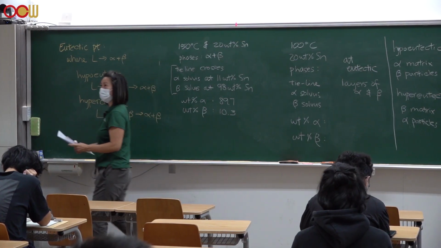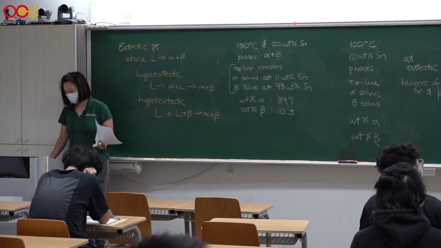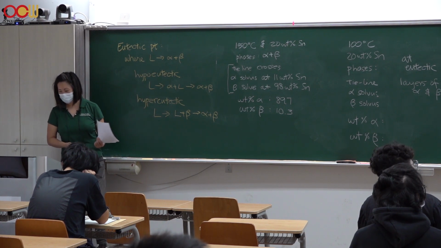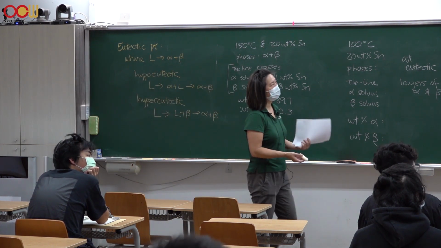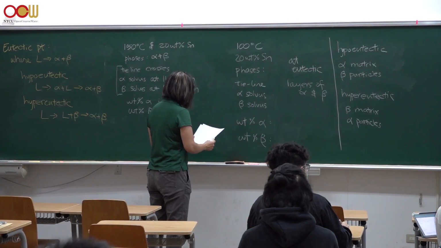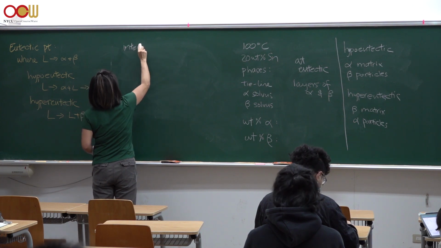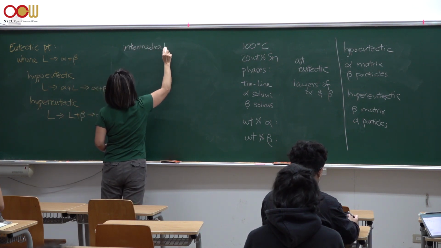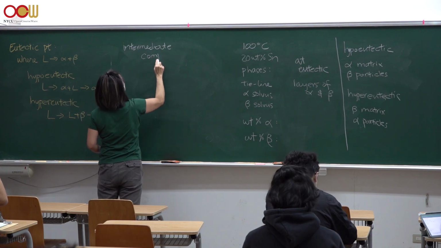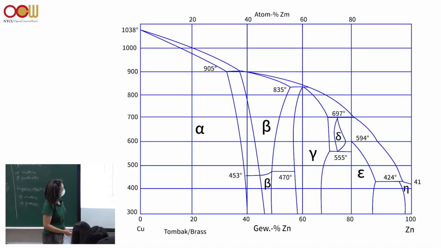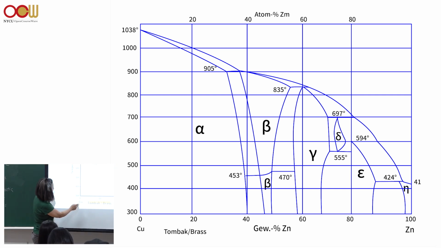Now let's look at an even more complicated phase diagram. This is copper and zinc. So this is something that's referred to as a binary system with intermediate compounds. All right. So you're going to get copper and zinc. And at this portion, you have just alpha. So they've labeled the intermediate compounds for you.